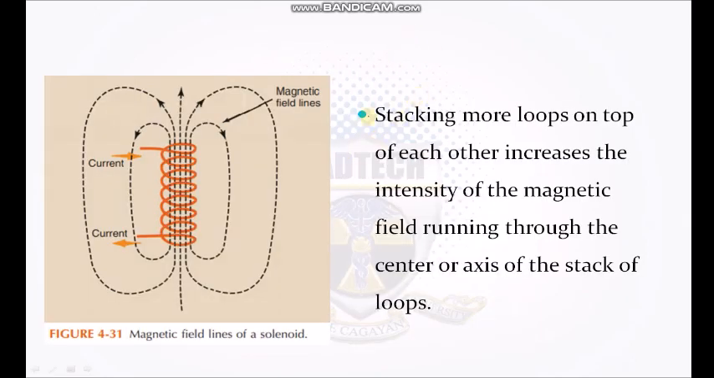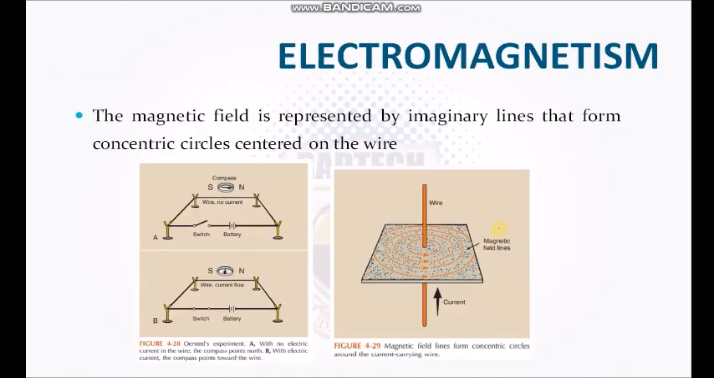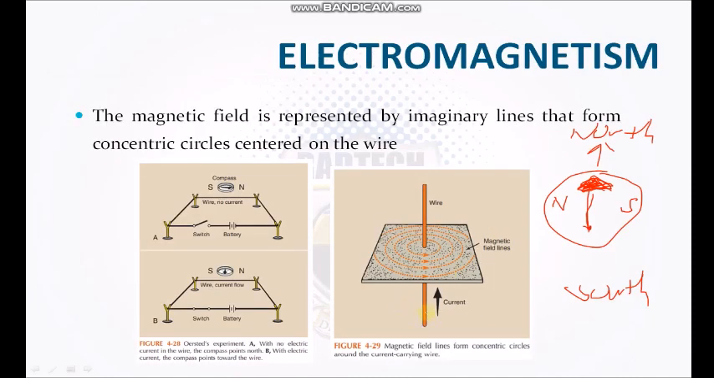Okay, so stacking more loops on top of each other increases the intensity of the magnetic field running through the center or axis of the stack of loops. Kapag sa kanisya, this is only a straight wire. If straight ang wire, so that means the intensity of the magnetic field lines is scattered throughout.